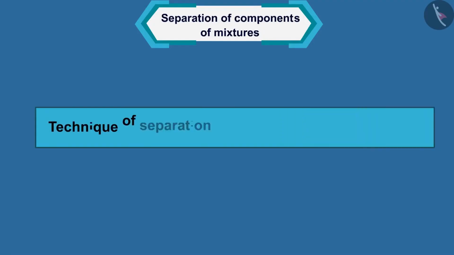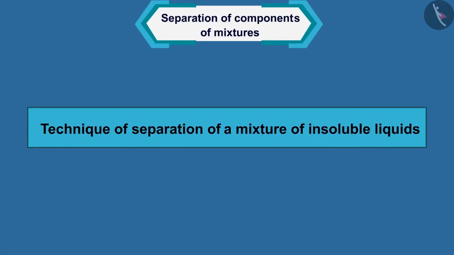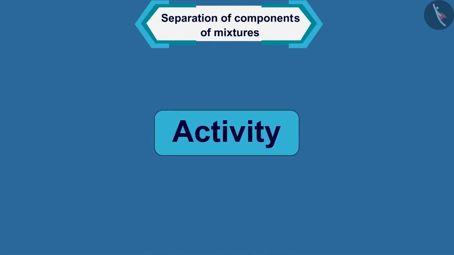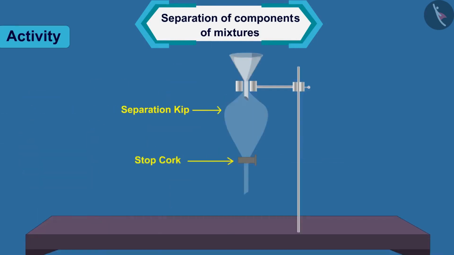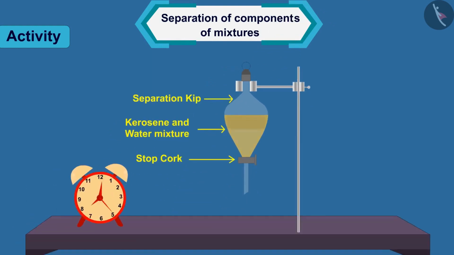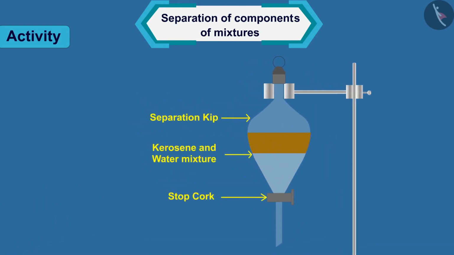Now let us learn about the technique of separation of a mixture of insoluble liquids. In this activity, we will put a mixture of kerosene and water in a separating funnel. Now, we'll leave it undisturbed for a while. What do you see after a while? Yes, after some time, separate layers of water and oil are formed.